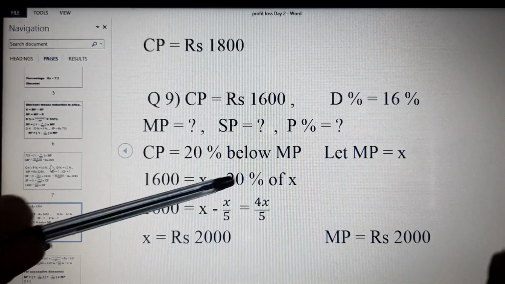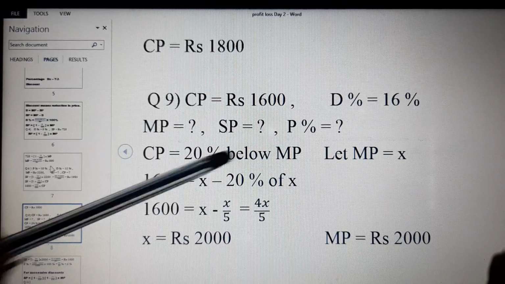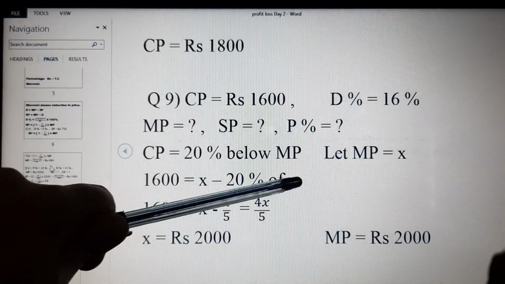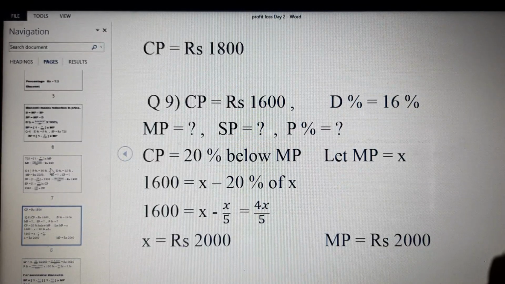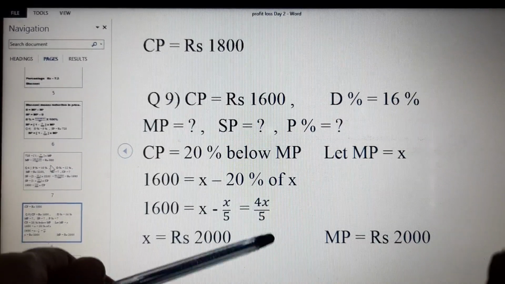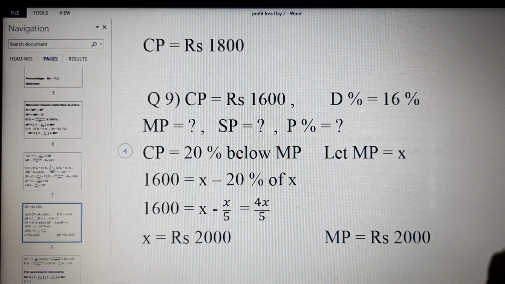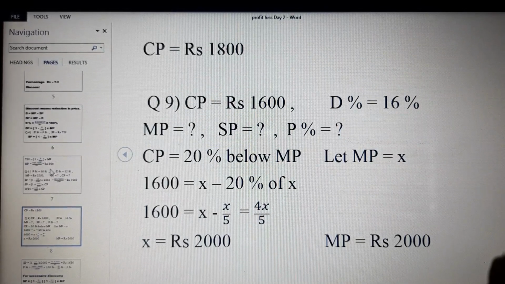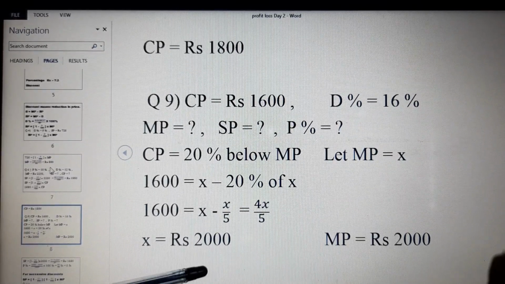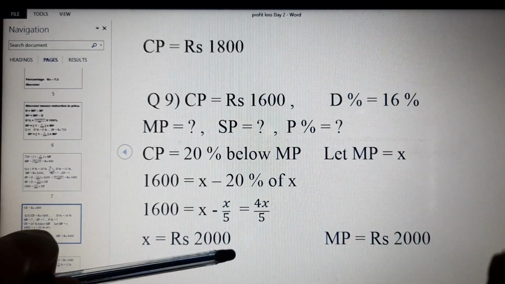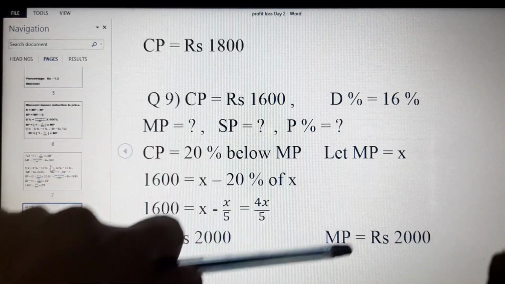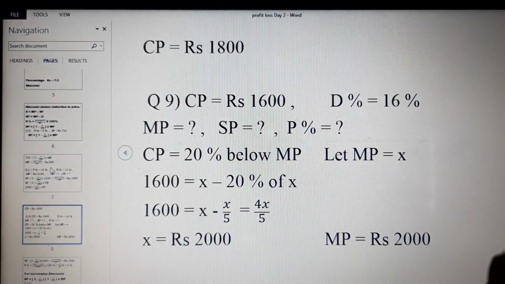So X minus 20% of X. 20% of X is 20 upon 100 into X. That means X upon 5. We'll take the LCM, it is 4X upon 5. If we transfer 4 upon 5 this side, it becomes 5 upon 4. 1,600 into 5 divided by 4. And this will result in 2,000 rupees. Value of X is 2,000 rupees. It means MP, because MP was X, so MP becomes 2,000 rupees.